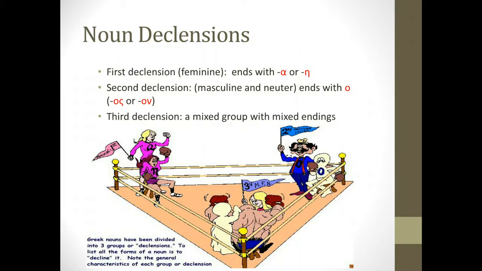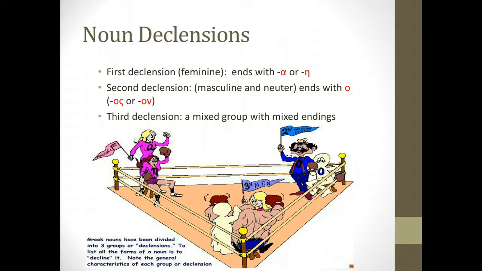And finally, in the third corner, with their back to us for the most part, you'll see we have what looks like a masculine figure with his back to us, a young lady, and another neuter character. That's because the third declension is a grouping of nouns that contains a mixture of masculine, feminine, and neuter nouns. Now, in the next few weeks over the course of the first term, you're going to be dealing primarily with first and second declension nouns.